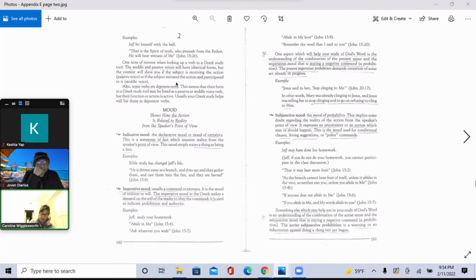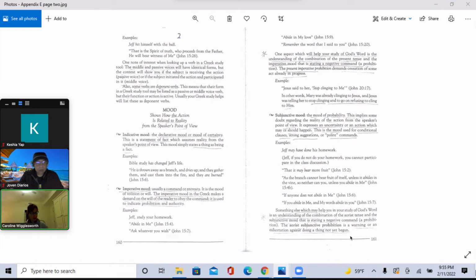Okay. So then, any questions about that so far? Okay. That's okay. So then we have the mood. Okay, so the mood is we have 1, 2, 3. How many moods have we got? 4. So we have indicative, we have imperative, we have subjunctive, we have an optative. So those are the moods.